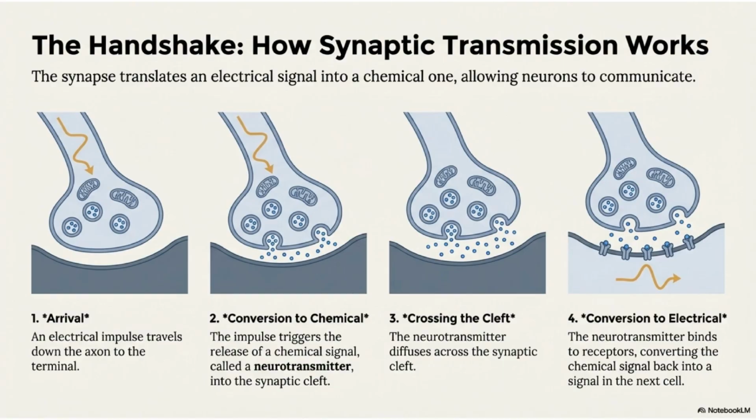This process is known as the handshake, where the synapse translates an electrical signal into a chemical one. It unfolds in 4 distinct stages. First is the arrival. An electrical impulse travels down the axon to the terminal. Second is the conversion to chemical. This impulse triggers the release of a neurotransmitter into the synaptic cleft. Third is crossing the cleft. The neurotransmitter diffuses across the gap. And finally, the conversion to electrical. The neurotransmitter binds to receptors, converting the chemical signal back into a signal in the next cell.